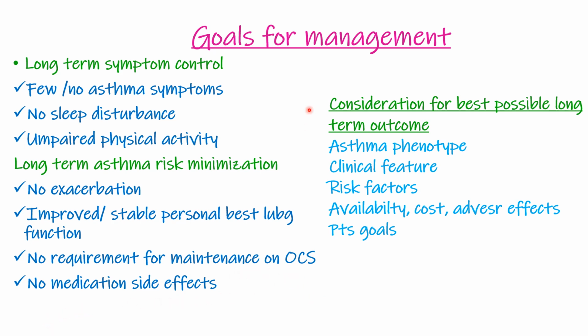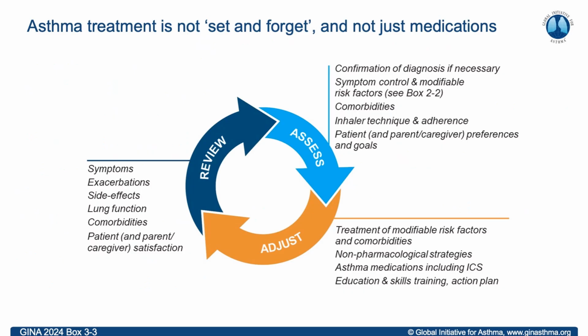As much as these are your goals of management, there are considerations that you have to take into account. The first one is the asthma phenotypes. There are several types of phenotype: allergic, non-allergic, cough variant, and aspirin-exacerbated asthma. Then there are the risk factors, which include allergens, among all other factors, in addition to drugs. Then availability, cost and adverse effects, and also the patient's goal. That one you have to consider.